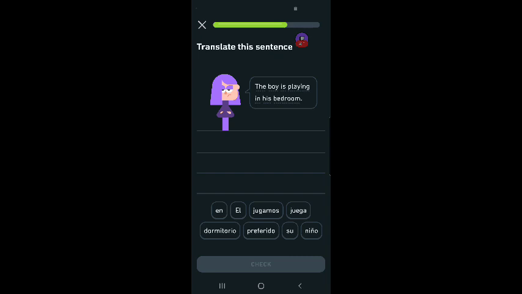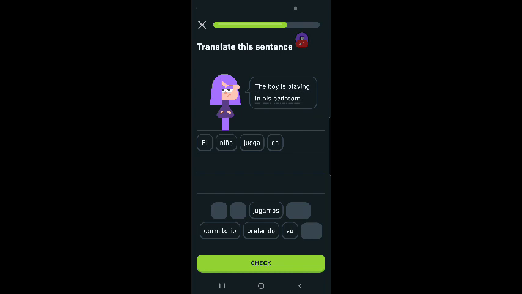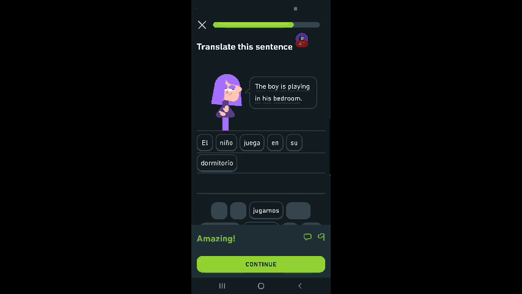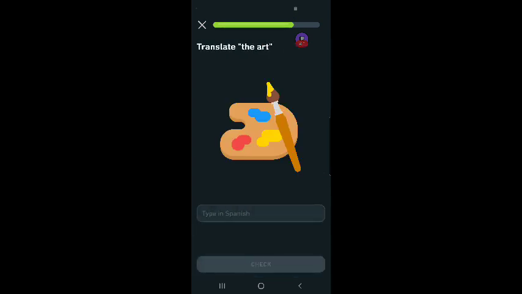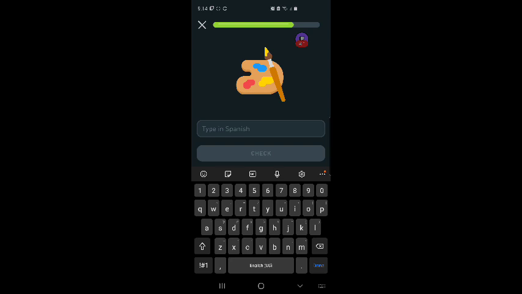The boy, el niño, is playing, juega, juega en su dormitorio. Amazing. Translate the art. El arte.